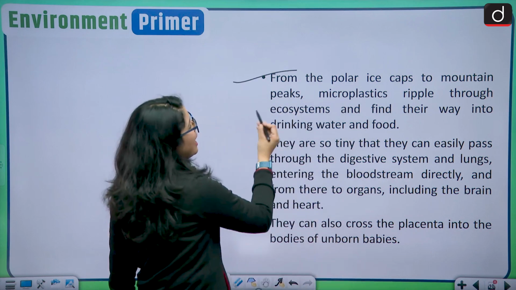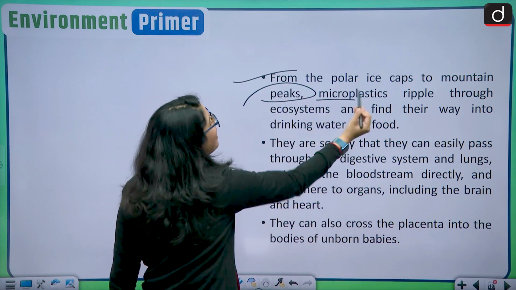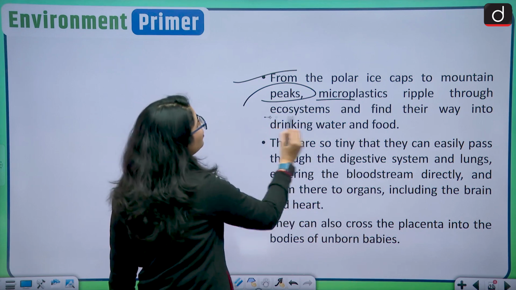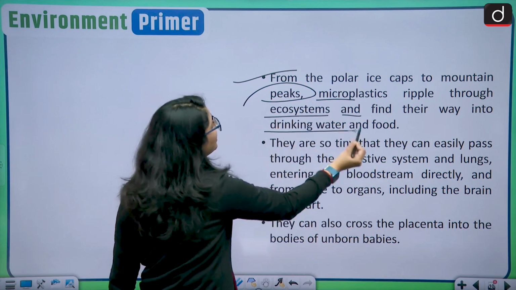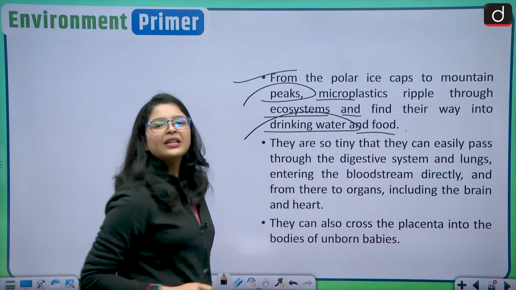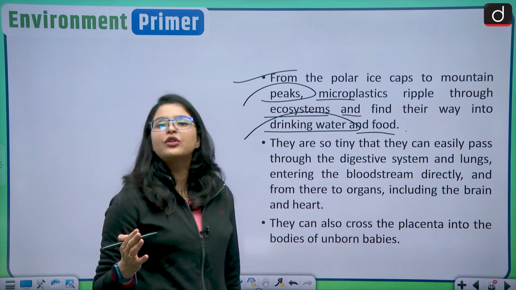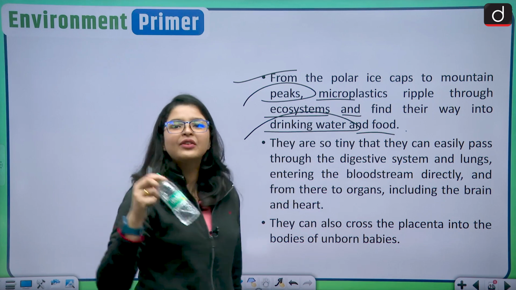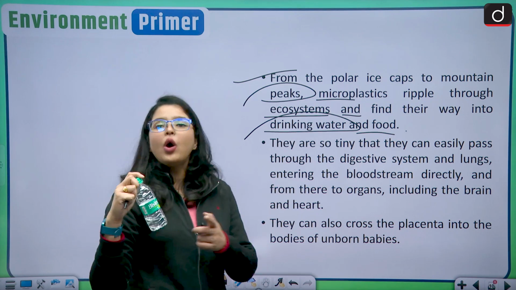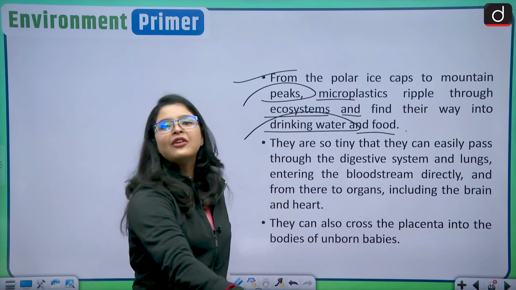Moving forward, from the polar ice caps to mountain peaks, microplastics ripple through ecosystems and find their way into drinking water and food, and it is very easier for them to reach our drinking water and food. Example, I am giving you that the plastic bottle which I am carrying with me as of now to drink water also contains the nanoplastics, as I have explained.